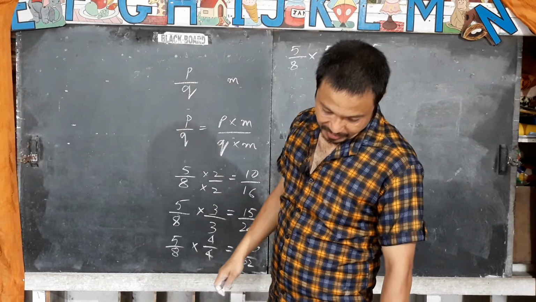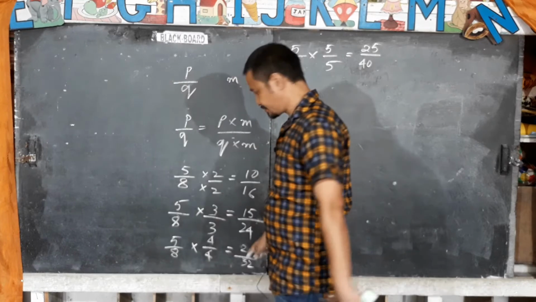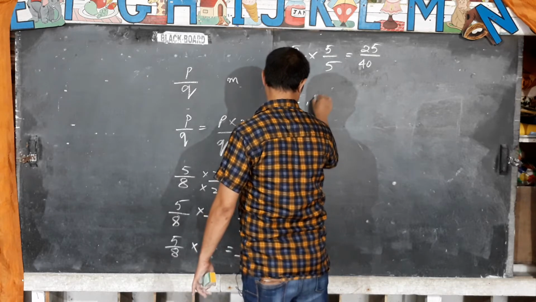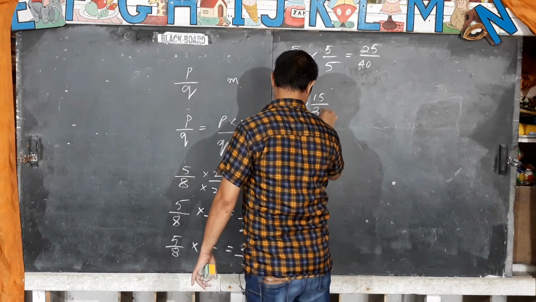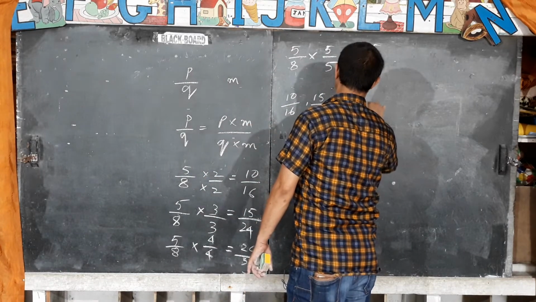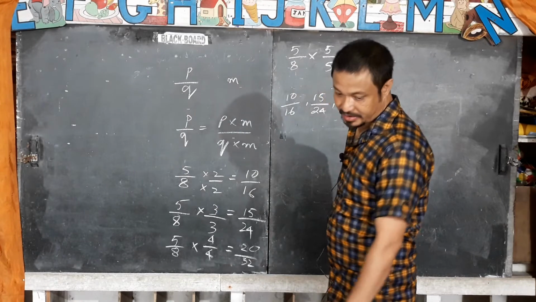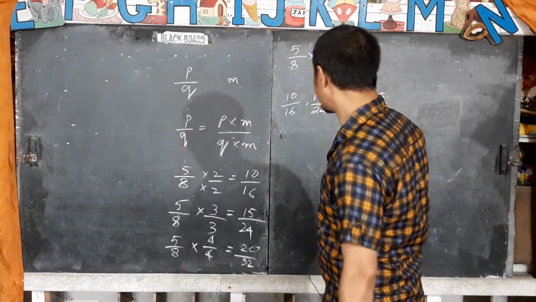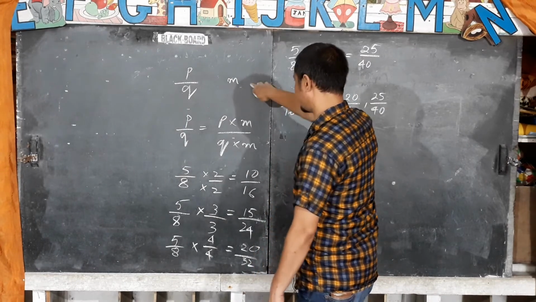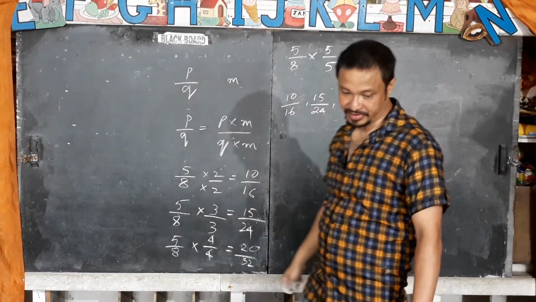Okay, so if you look at it out here, the first one is 10 upon 16, right? Second one is 15 upon 24. Third one is 20 upon 32. The fourth one is 25 upon 40. So these are the four rational numbers which are equivalent to each other. We just multiply them with a common integer m, those are 2, 3, 4, and 5. That's how we get equivalent rational numbers.